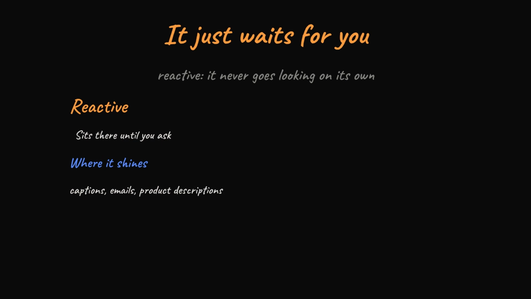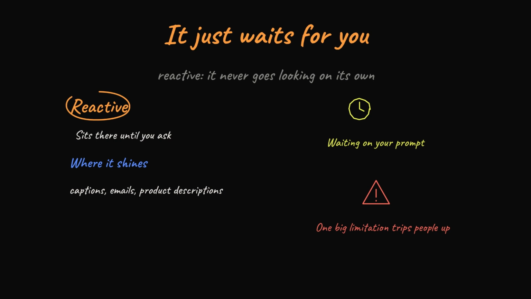You type something in, the model reacts to it, and it hands you back new content based on patterns it picked up during training. And that word reactive matters a lot here. A generative AI system doesn't go looking for anything on its own, it just sits there waiting for your prompt. You ask, it answers. If you're building a chatbot that writes captions or drafts emails or spits out product descriptions based on what you tell it, that's a generative AI application. Nothing wrong with that, it's genuinely useful, but it has one big limitation that trips people up constantly.